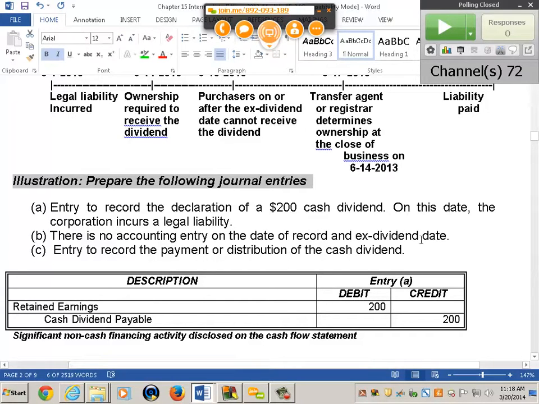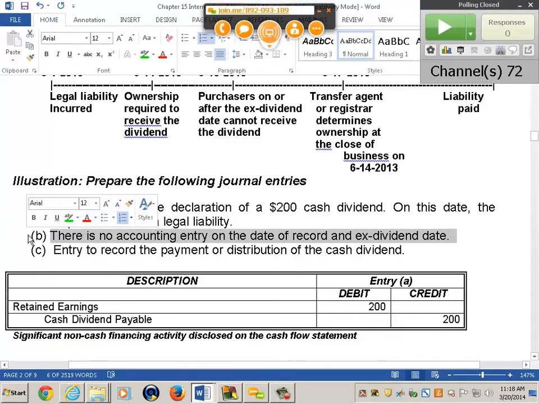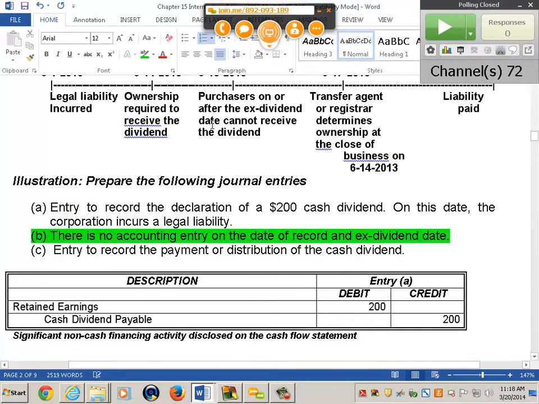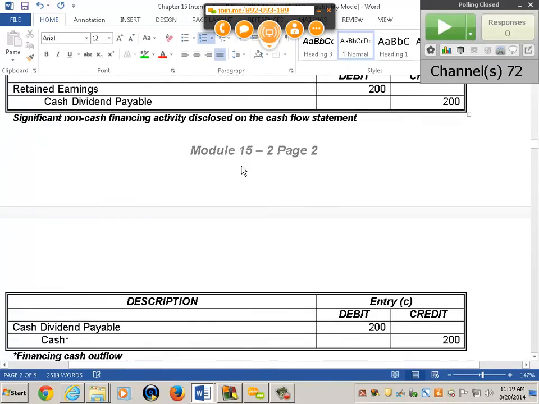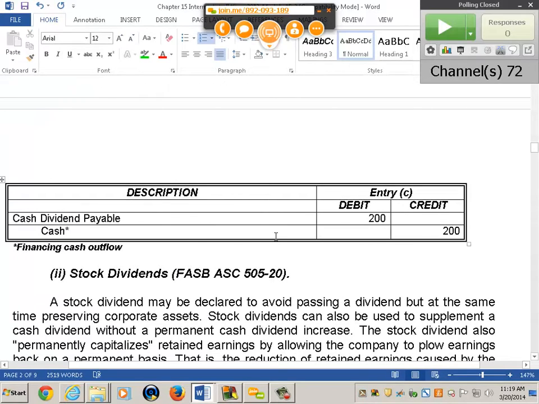In B, which is the record date, there's no entry. This is handled by the transfer agent and the registrar. Transfer agent and registrar, depending on what topics you covered in auditing, plays a critical role in the audits of stockholders' equity and those equity transactions. And then finally, when you pay off the dividend, you will debit the cash dividend payable in entry C and credit cash. Now, that's a financing cash flow.